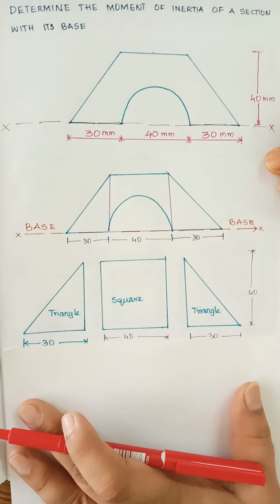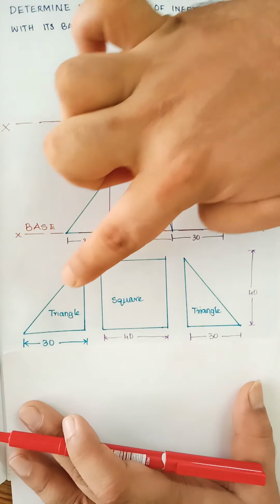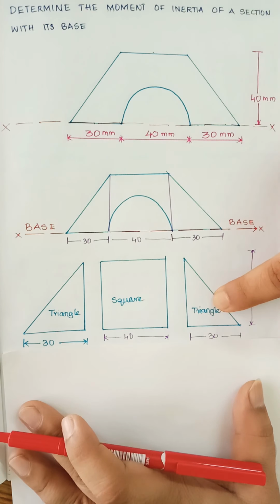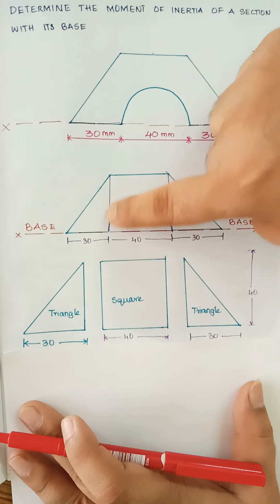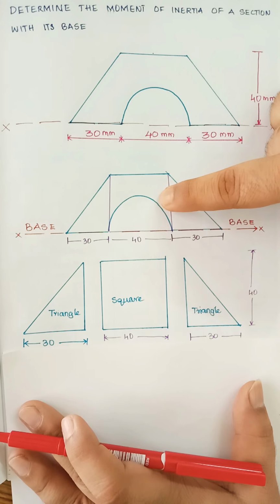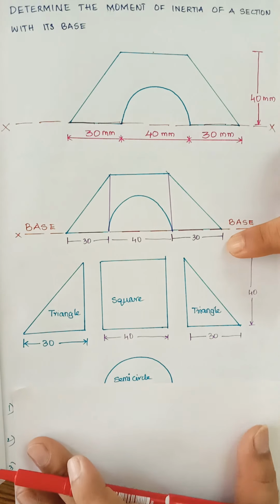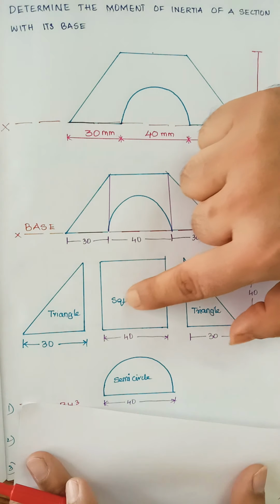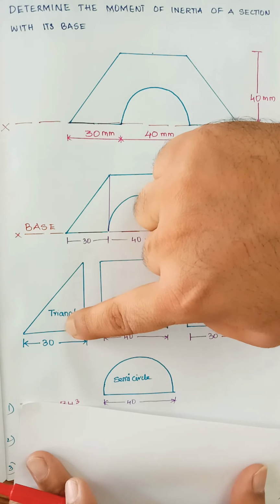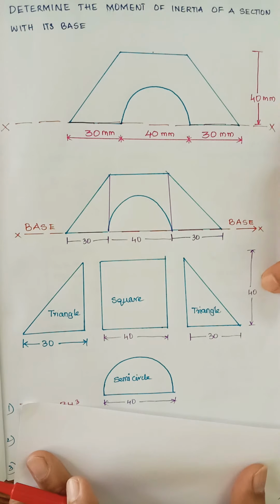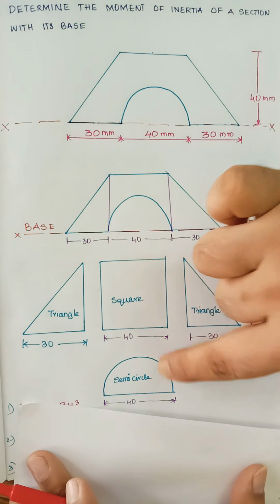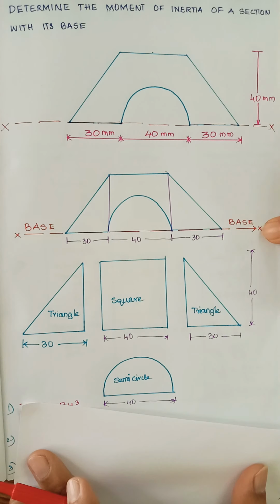Now here you can see the first triangle, next the middle one, the square, next a triangle. Now there is a missing part, a semicircle. This semicircle is removed from the square. I have simply drawn it over here, a semicircle. The base of the triangle is 30 millimeter. The height of the triangle is 40. And the square is 40 by 40 again. The semicircle has a diameter of 40.